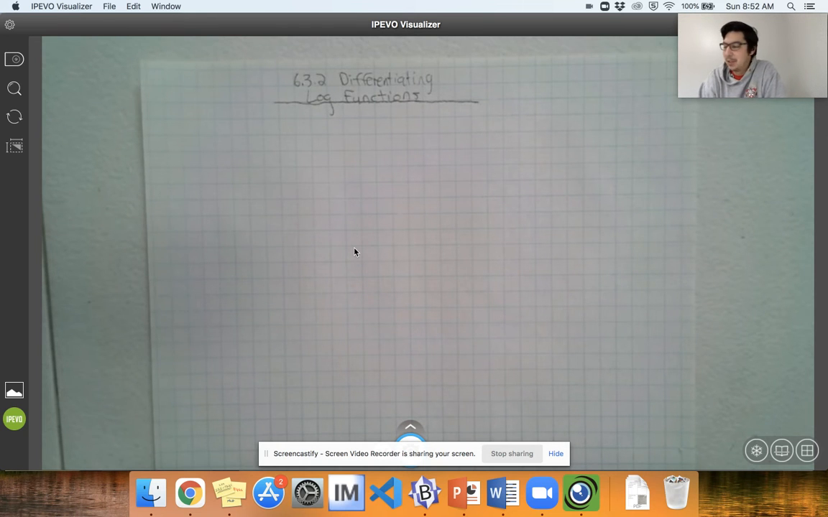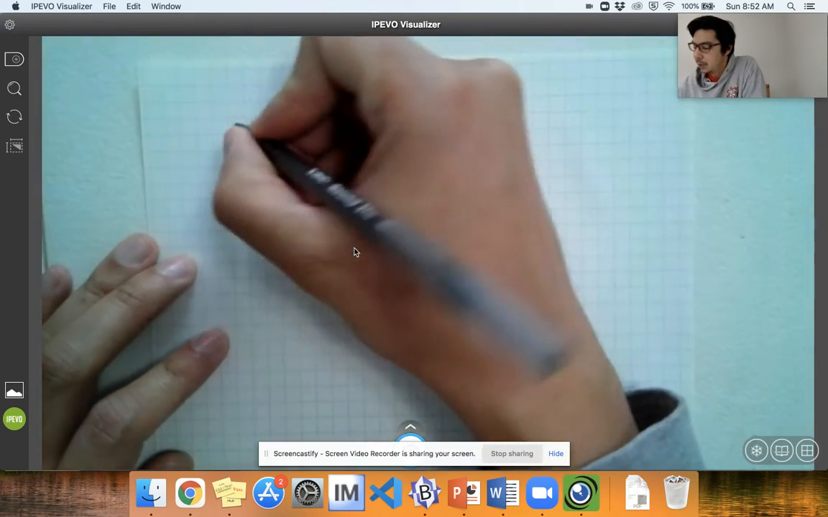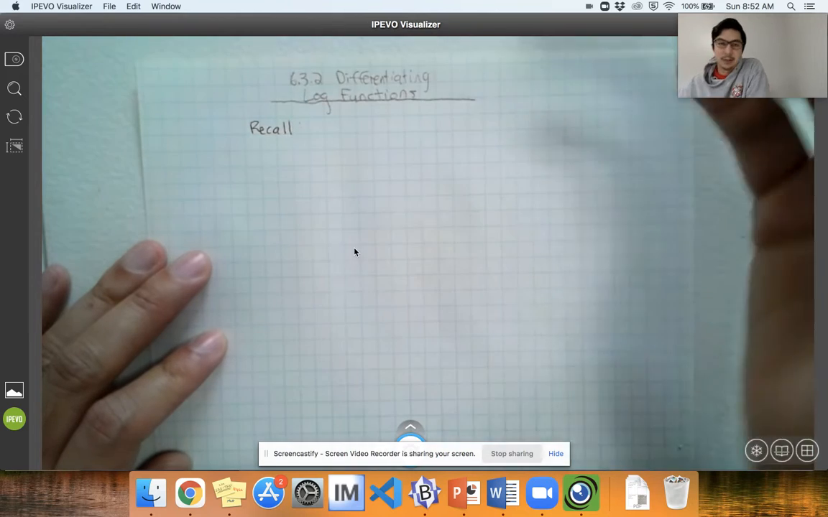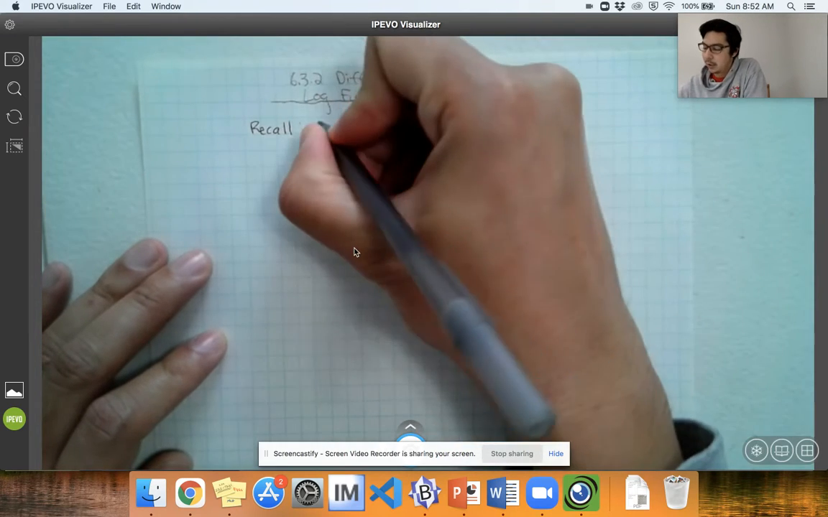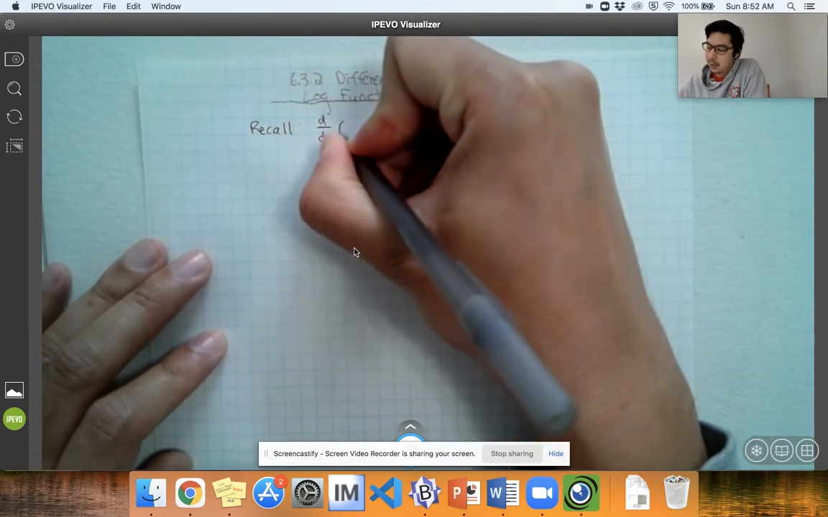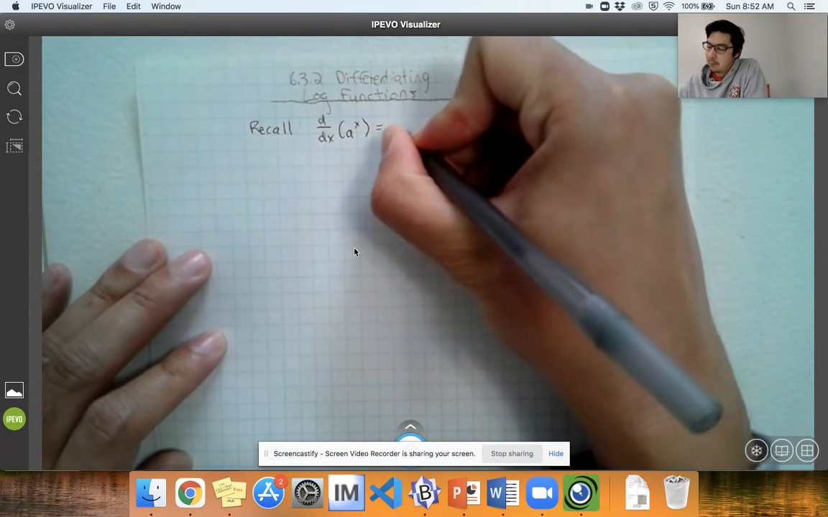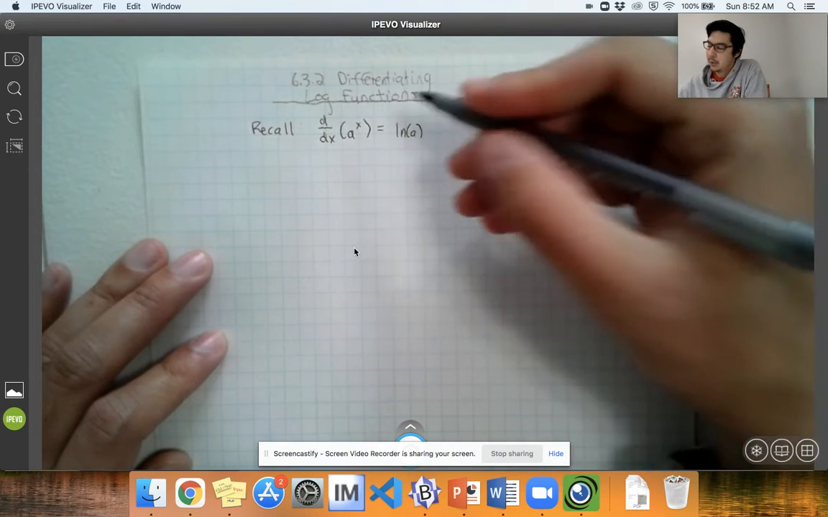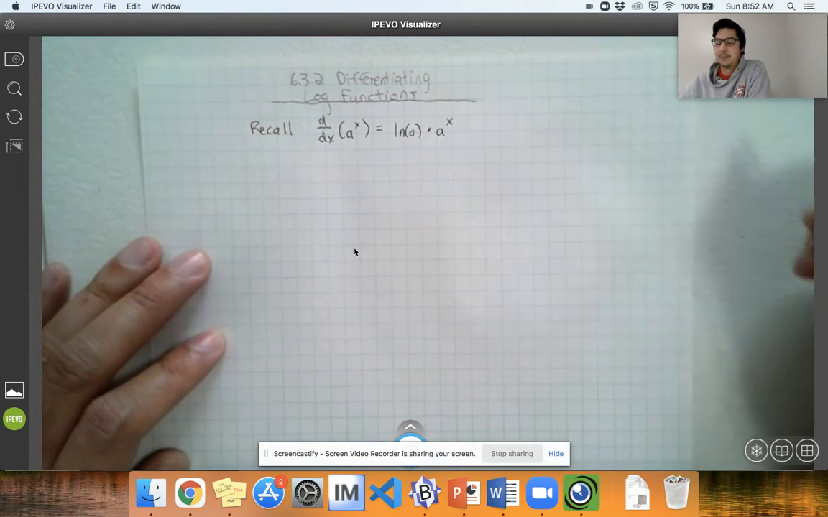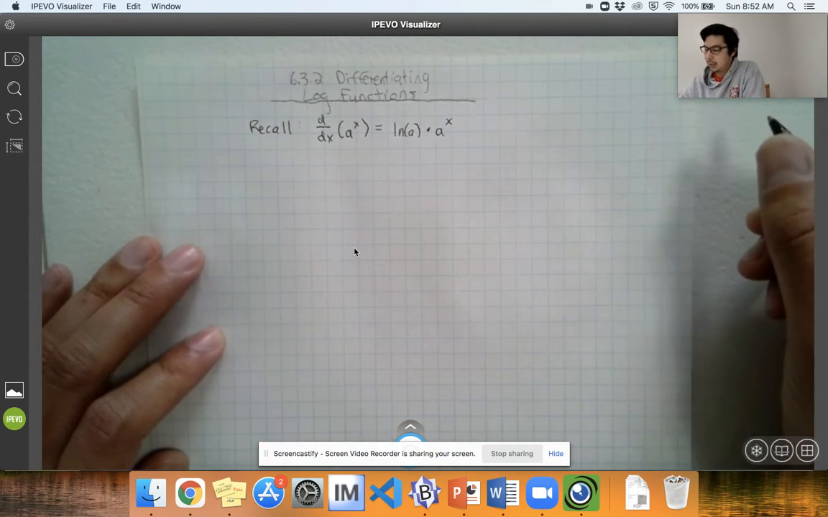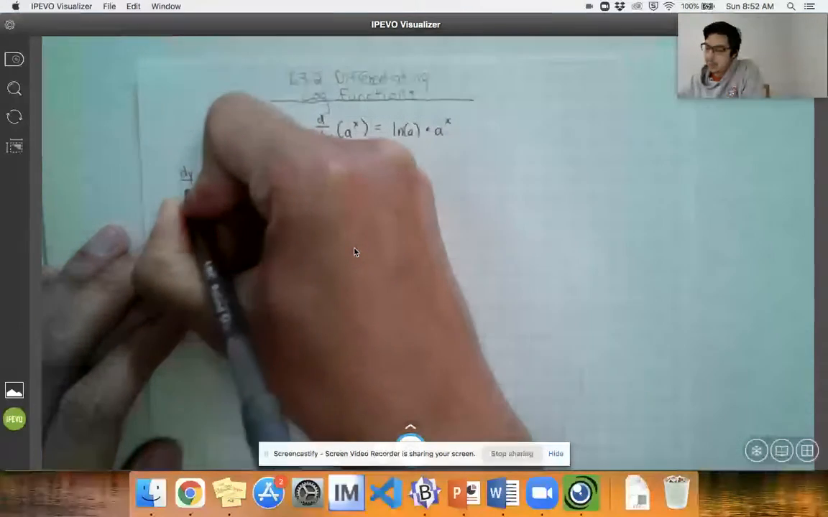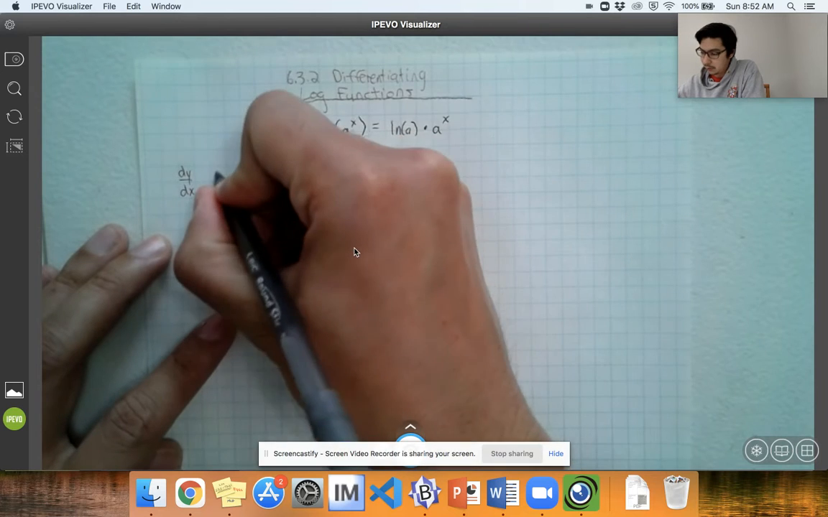It is Mr. Hine, and in this lesson, 632, we're talking about how to differentiate log functions. So recall what we learned previously: we know how to take the derivative of an exponential. We learned that the derivative of any exponential a to the x will be the natural log of a as a stretch factor, so remember that that's just a number, times the function itself. Good. Now, the goal of this lesson is, what is the derivative, what's dy dx, of a log function?